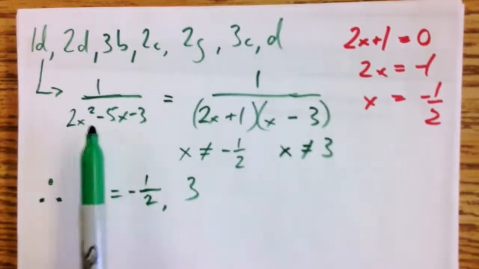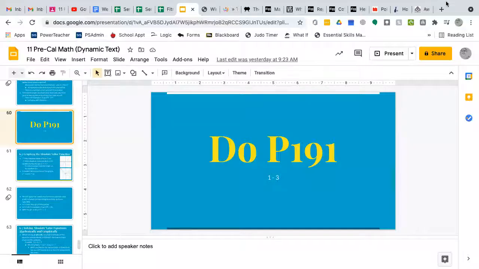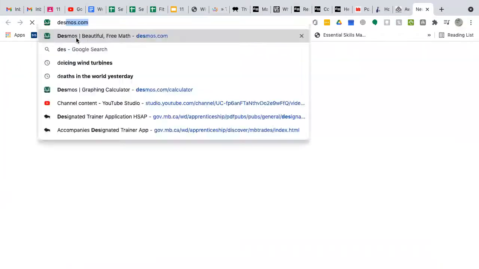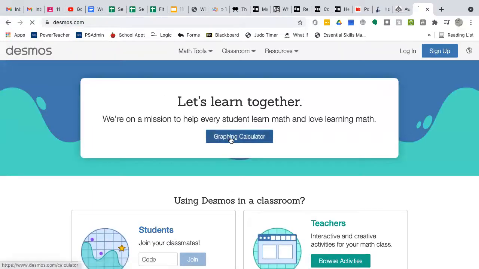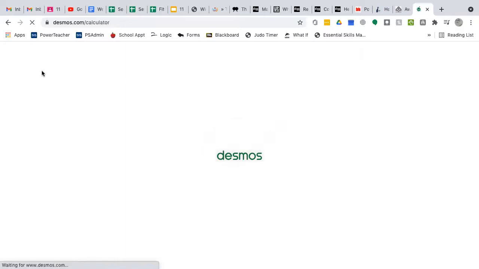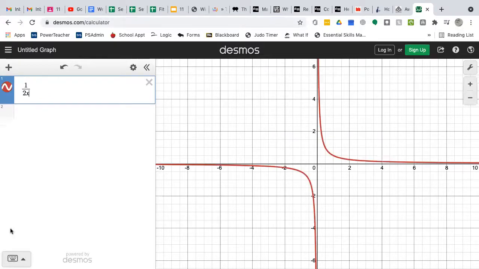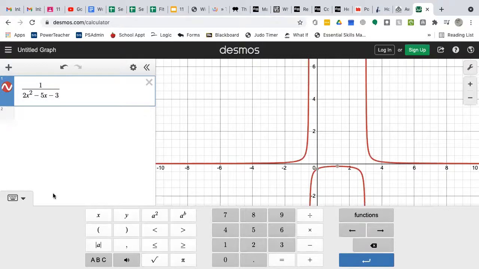If you were to throw this into Desmos, I'll show you quick. Come on. Okay, Desmos, come on, load quickly, please. So, 1 over 2x squared minus 5x minus 3.